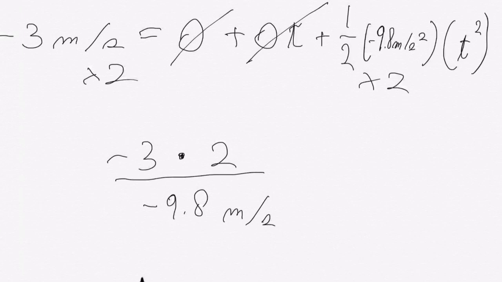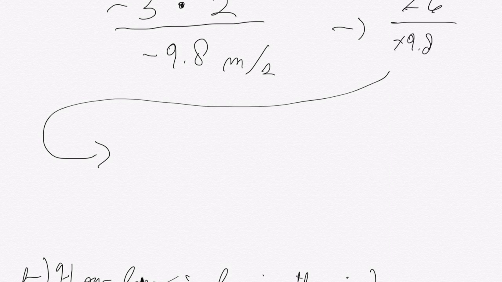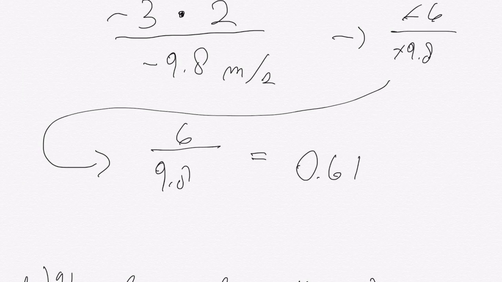Alright, so then this is very simple. We get negative 6 over negative 9.8. I'm going to cancel out the negative. We get, bring this down over here, 6 over 9.8. This will give us 0.61, which means that this is actually t squared equals 0.61.